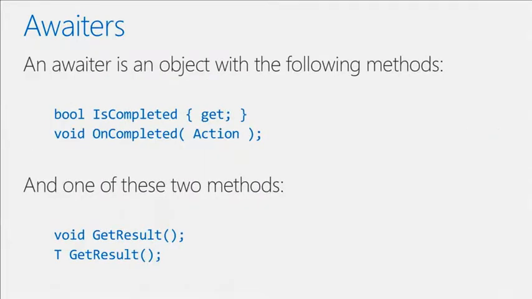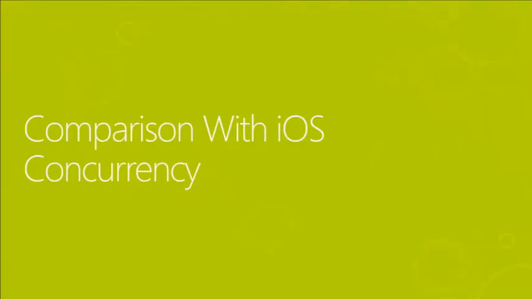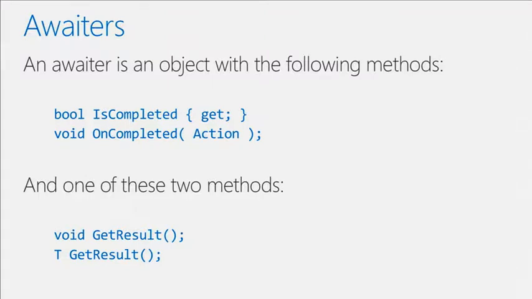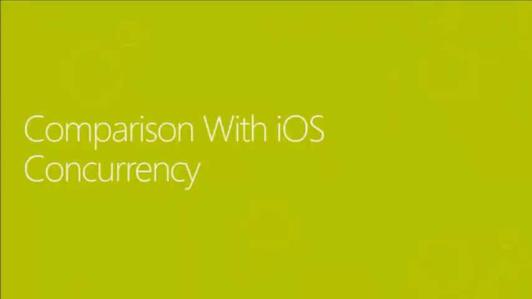And the awaiters have the following methods. You can check and see if they're completed. You have an action handler, and one of the two get result methods. Tasks have all that, so that's how they are used as an awaiter. I'm going to compare this a little bit with iOS concurrency, and hopefully that will answer your last question about how you handle kicking off multiple tasks and controlling them.